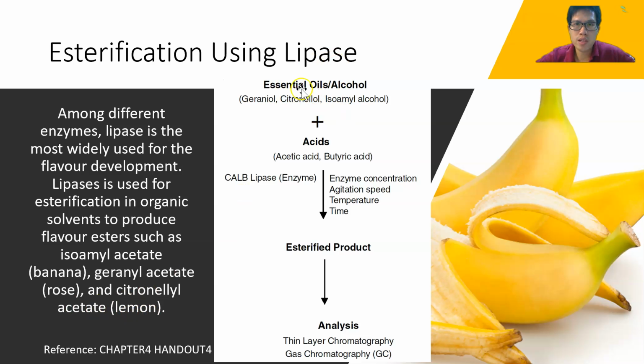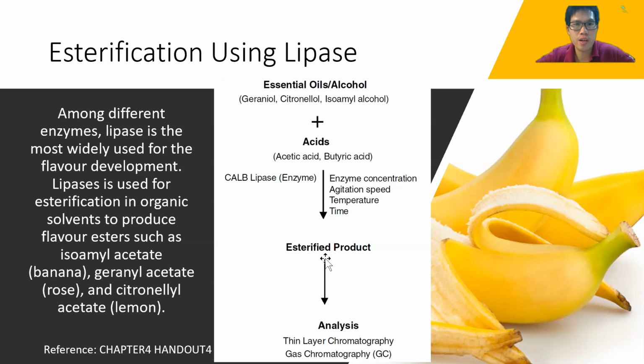So you can use, like, essential oil alcohol with a weak acid, combining these two molecules in the presence of lipase. Of course, you need to adjust the concentration of enzyme, the agitation mixing speed, the temperature and the time. If all these conditions are right, you will produce an esterified product. Usually the flavorists concentrate on playing with these conditions to make sure that the yield is the highest.